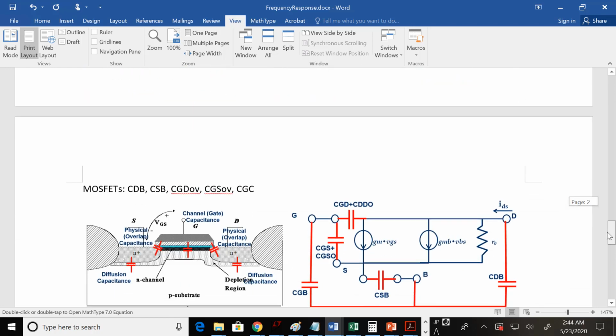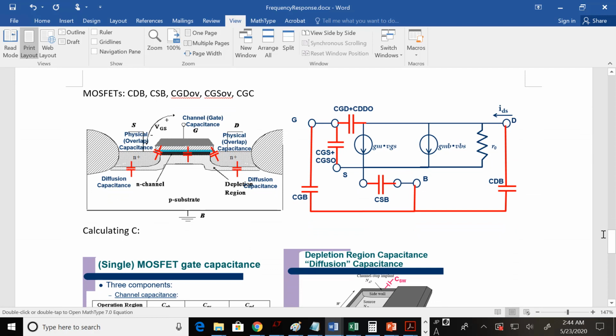Okay, next thing is for MOSFETs. MOSFETs are a little more complicated. They have actually 5 capacitances. Remember, the BJTs only had a capacitance between the base emitter, the collector base, and the substrate collector. So there were only 3 capacitances. For a MOSFET, there's 5. And if you're on the gate, notice you've got 3 capacitances connected to the gate right here. The gate capacitance is the sum of these 3.